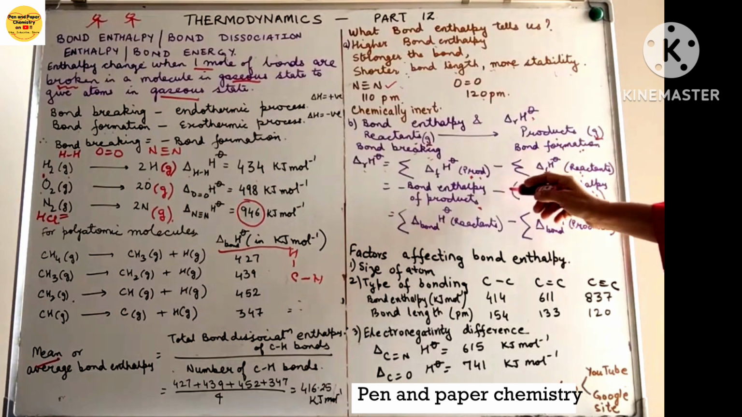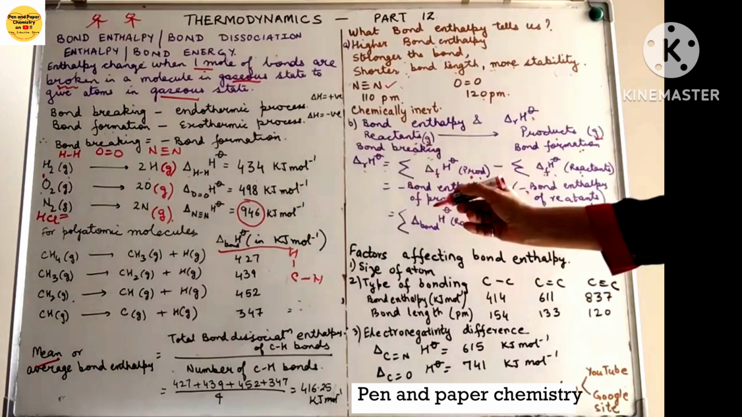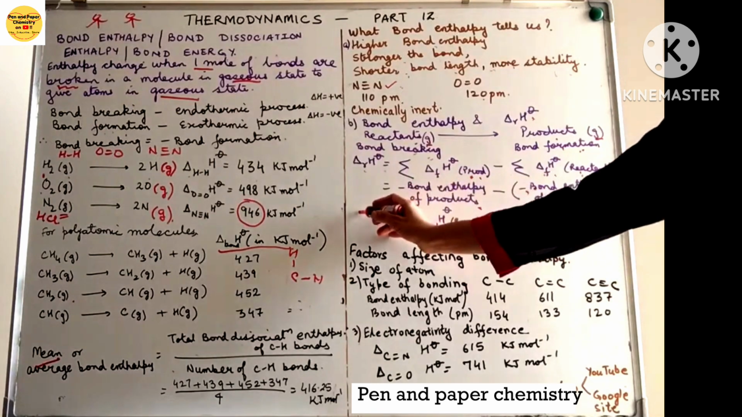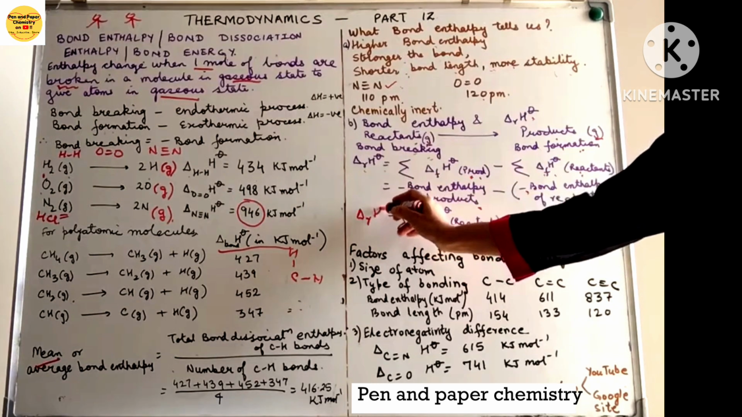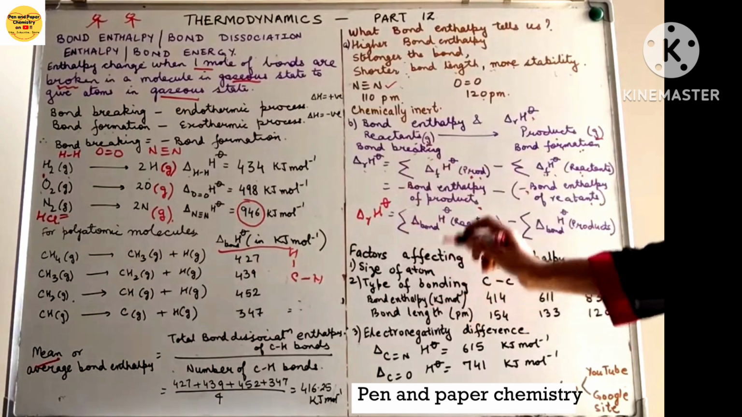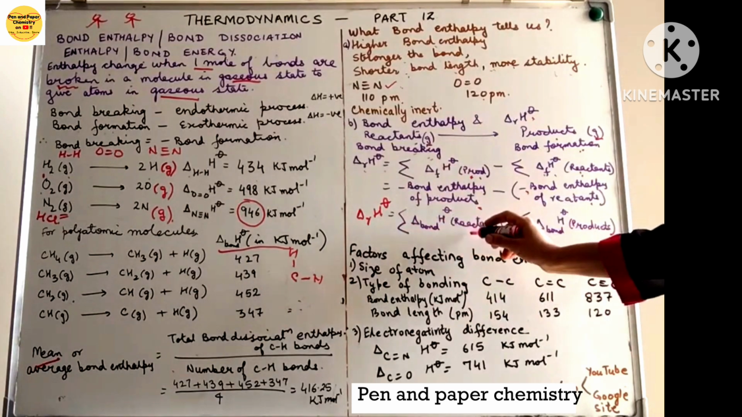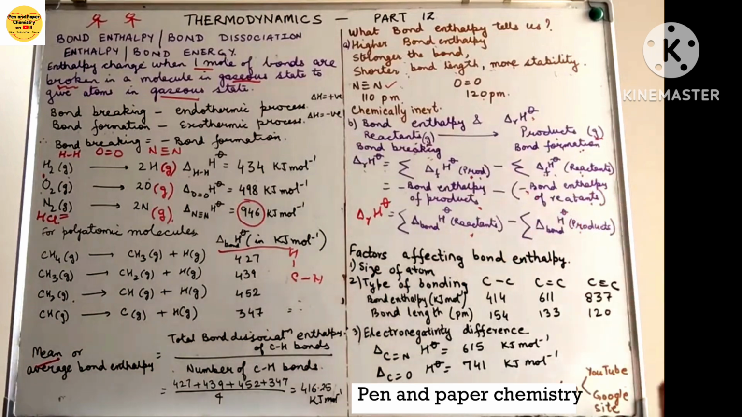Open the brackets, negative becomes plus. We can rearrange these values and we get the standard enthalpy change for a reaction, or the standard molar enthalpy of a reaction, would be the bond enthalpy of reactants minus the bond enthalpy of products. This is one point where many students face confusion.